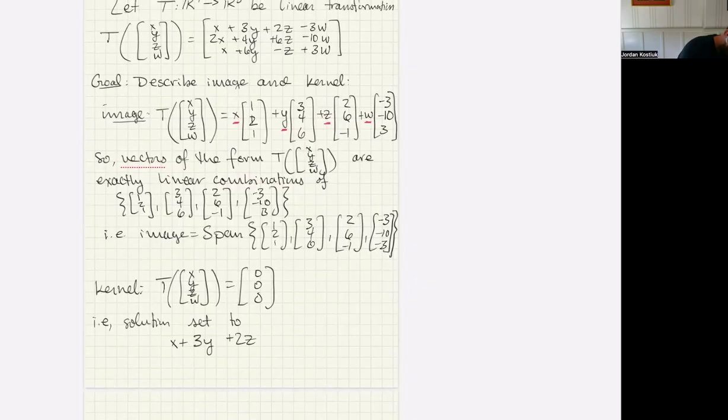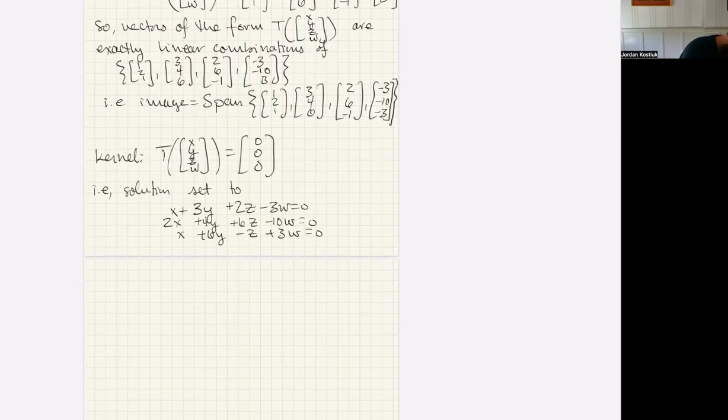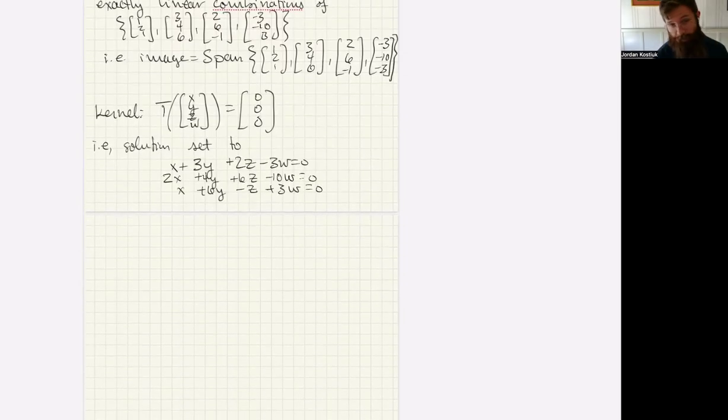x plus 3y plus 2z minus 3w equals 0. 2x plus 4y plus 6z minus 10w equals 0. x plus 6y minus z plus 3w equals 0. All right, well, now we're back squarely in comfortable territory. We're going to use our row reduction methods there. So now, row reduce.